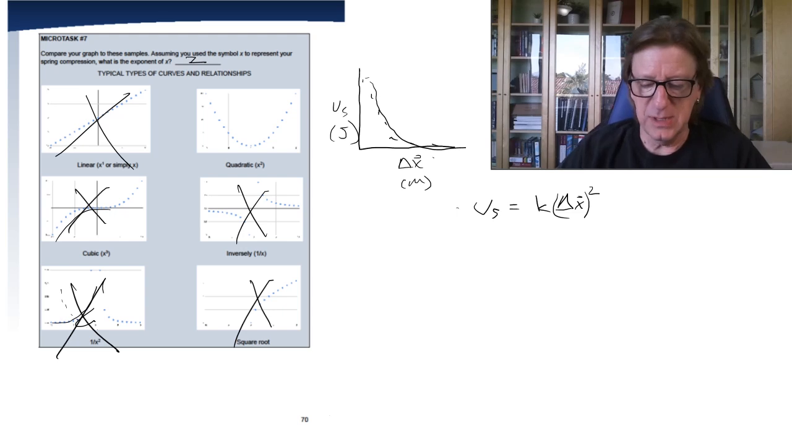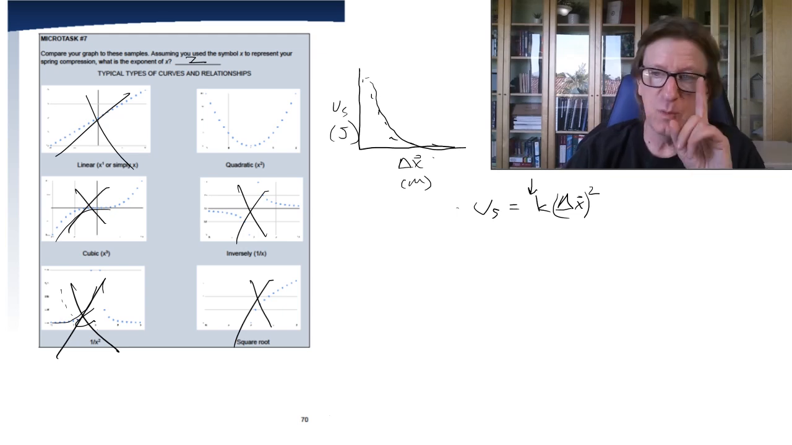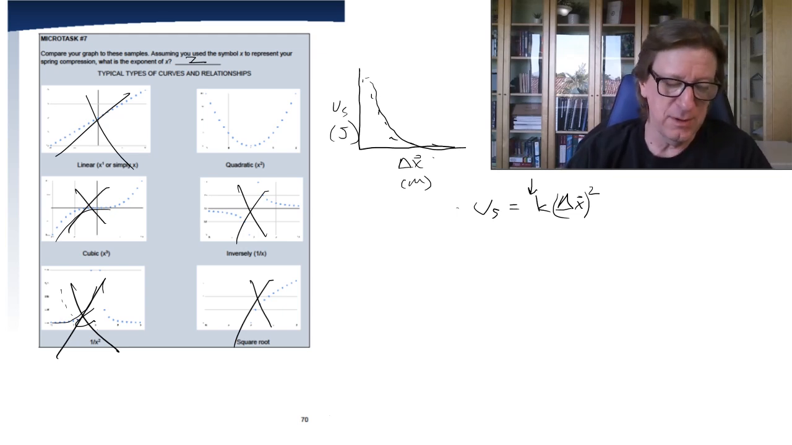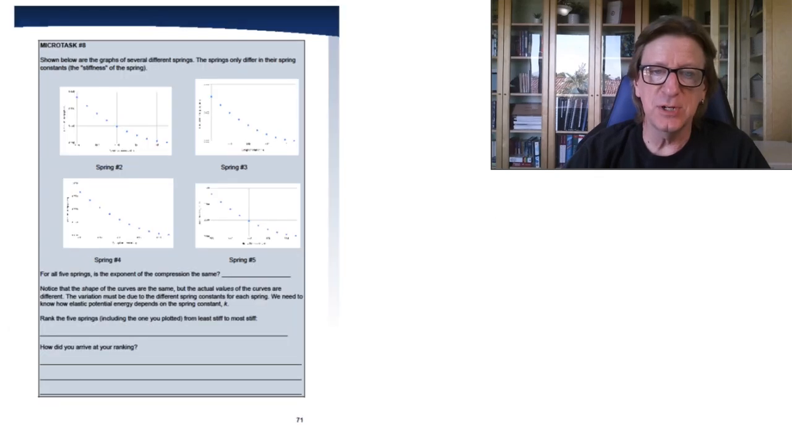So we're almost there. Take a look on the next page. Our next experiment then needs to be, how can we figure out K? We need to vary a bunch of different Ks. We're going to keep the spring compression the same every time. Always only vary one thing. All right, so go to the next page here.